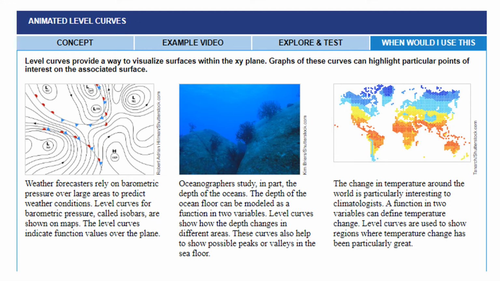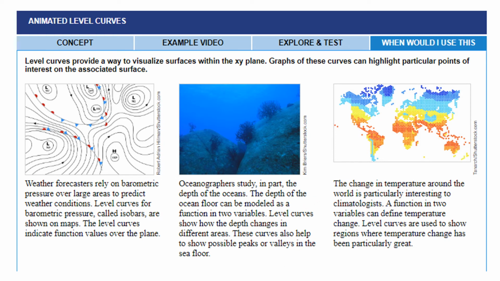Okay, these visualize surfaces within a single plane, and that's a very clever idea. And so forecasters rely on barometric pressure over large areas to predict weather conditions. These are called barometric pressures, isobars, and you can see that this is what happens. A lot of times you see weather maps that look like this. Oceanographers study in part the depth of the ocean, so the depth can be modeled as a function of two variables. Level curves show how the depth changes in different areas. These curves also show possible peaks and valleys in the sea floor.